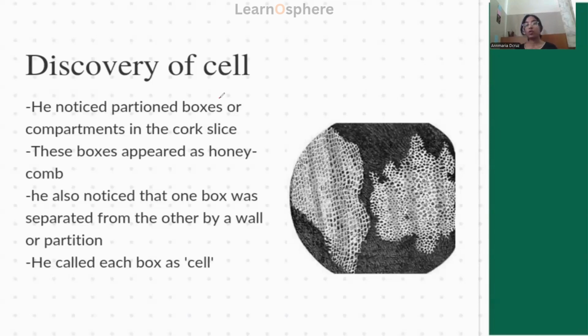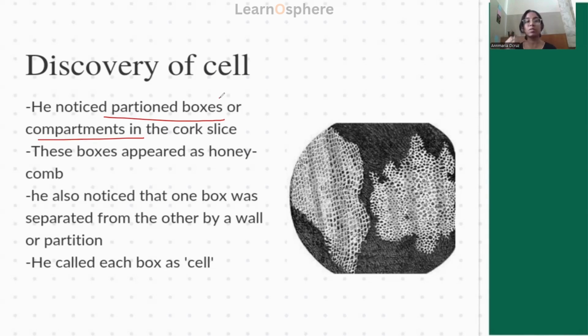So what did he notice? He noticed partitioned boxes. When he observed the slice of cork under a magnifying device, he got to see some partitioned boxes, or some compartments. Compartments or partitioned boxes.